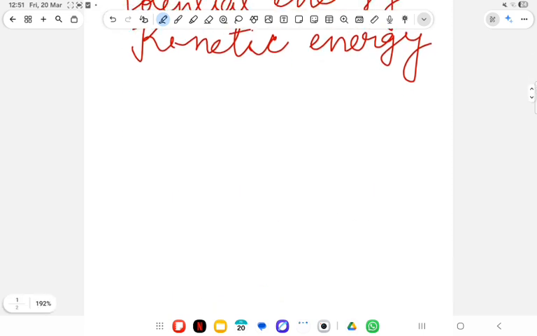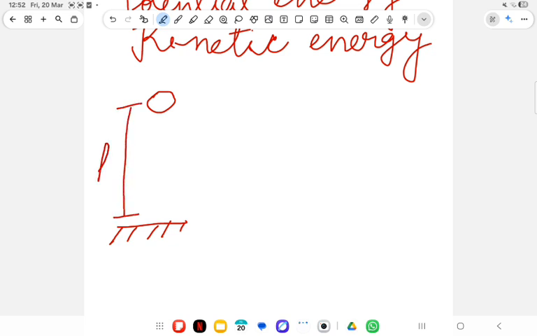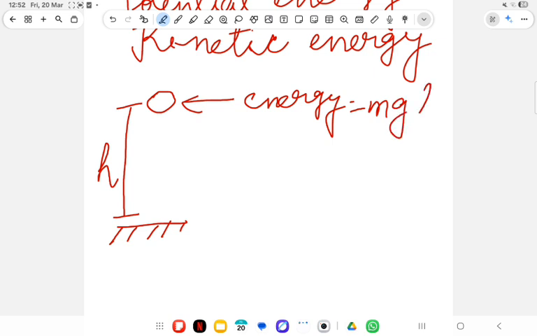So suppose there is a ball and this is the ground. This ball is at a height h from the ground. So at this point, this ball will have the potential energy equal to mgh. This is the potential energy of any object at a certain distance from the ground.